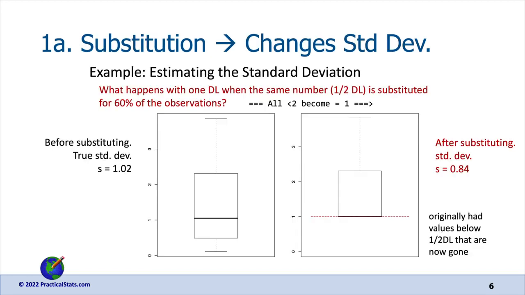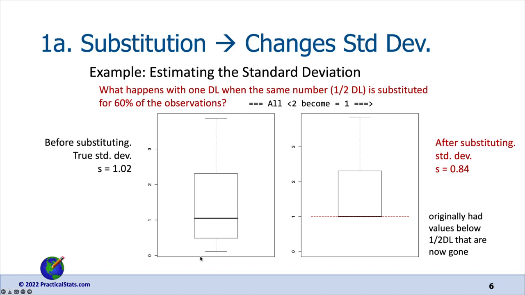So first, the substitution of 1/2 or something like that changes the standard deviation. And the issue here is that we're not just substituting one number, we're substituting a whole series of numbers. So let's say there was one detection limit. Then we're putting the same number over and over into the data set. What do you think that does to a measure of variability? Usually it decreases it. So here's an example.